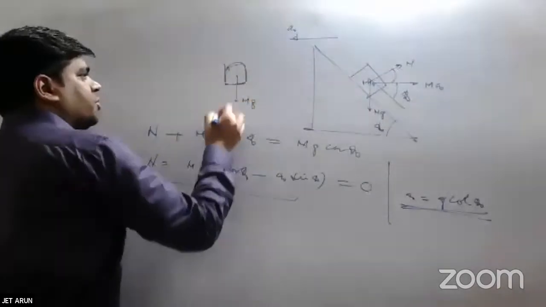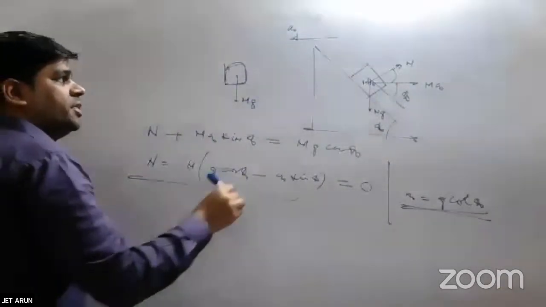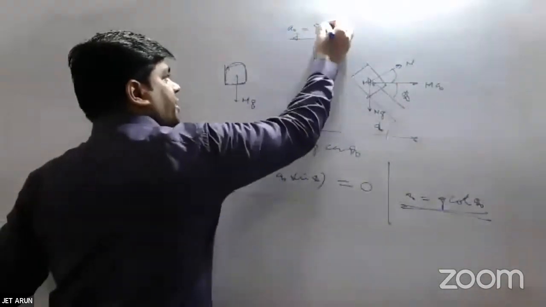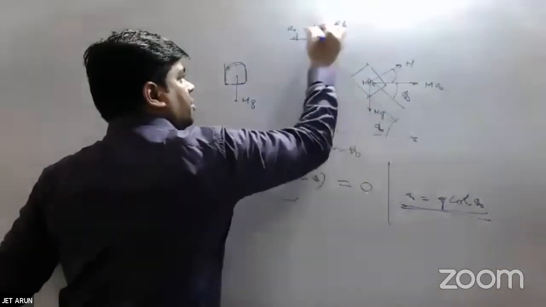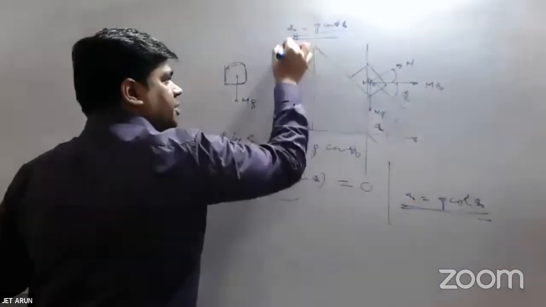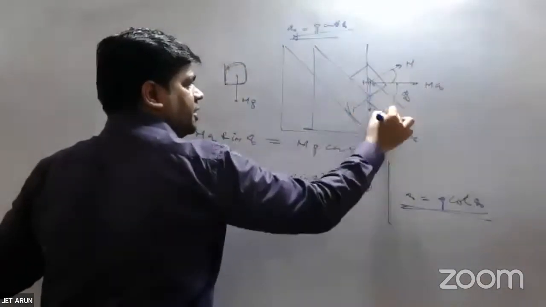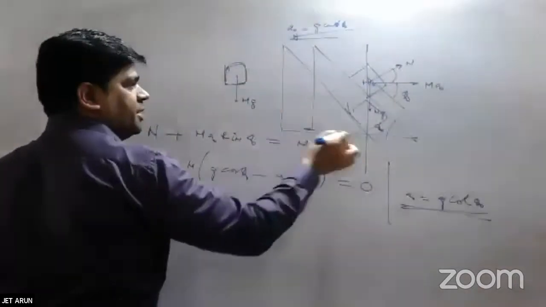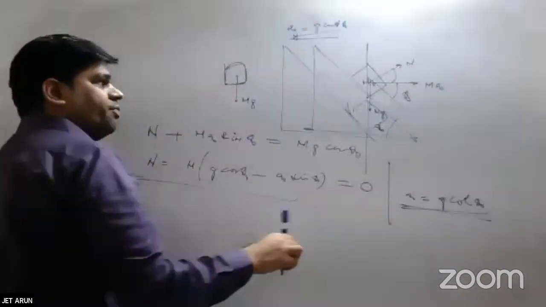Right? That means it will fall vertically downwards. That means if it goes with an acceleration of g cot theta, this block comes vertically downwards. This block comes here, exactly below it. This comes further, that will come exactly below it. So it will fall vertically downward.